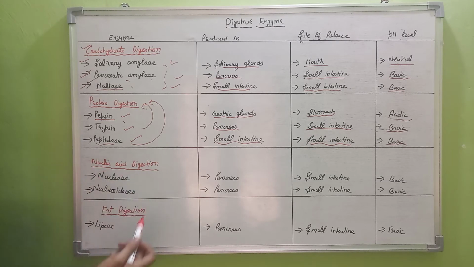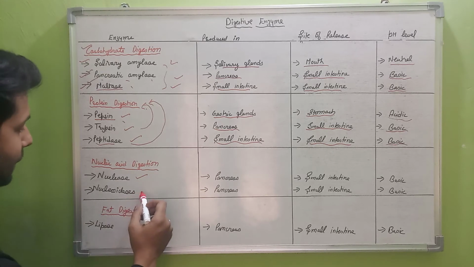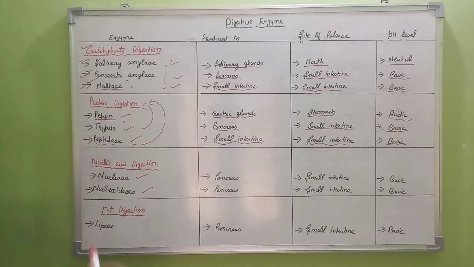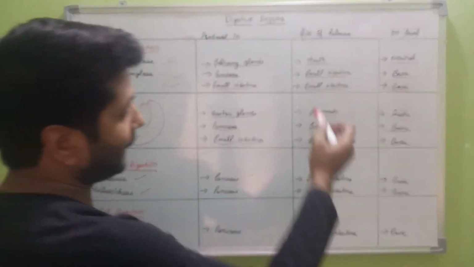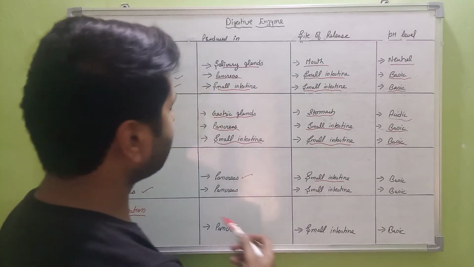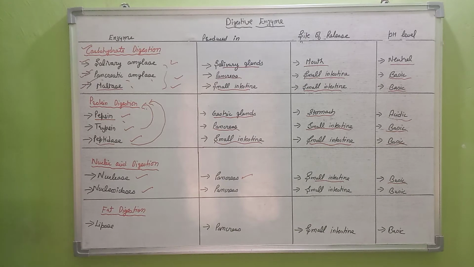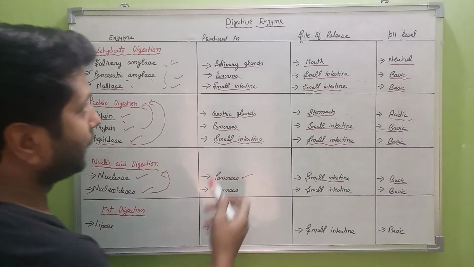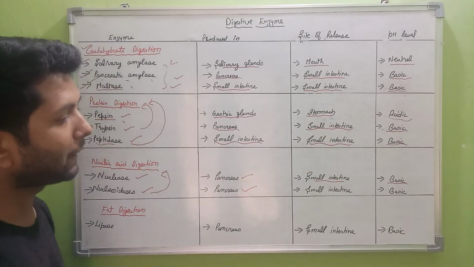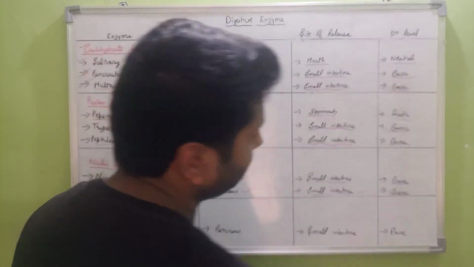Next are the enzymes that help in nucleic acid digestion. In this category we have nuclease and nucleosidase enzymes. So nuclease is produced in the pancreas, the site of release is the small intestine, and this enzyme is basic in nature. Next is nucleosidase. It helps in the nucleic acid digestion. It is produced in the pancreas, the site of release is the small intestine, and this enzyme is also basic in nature.